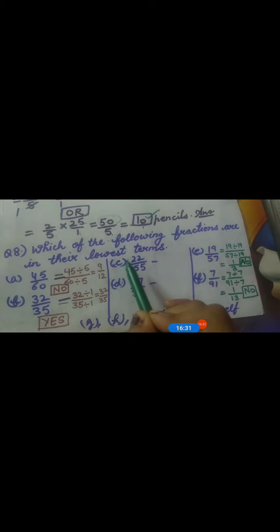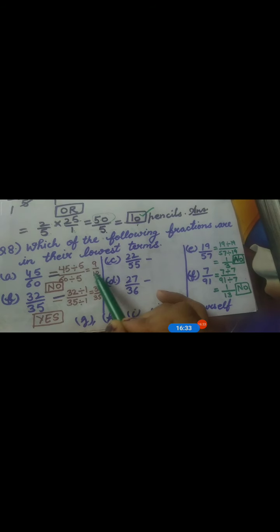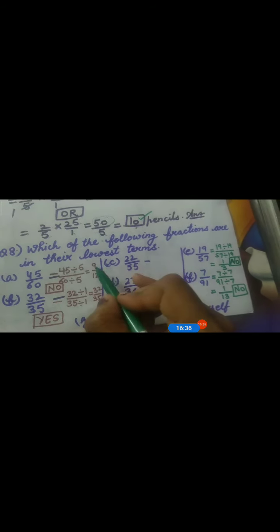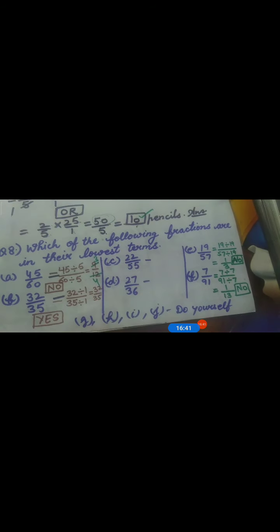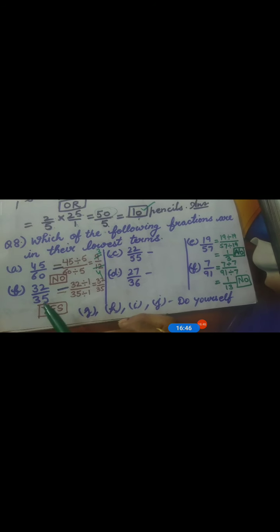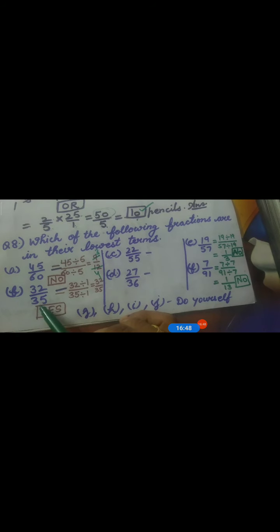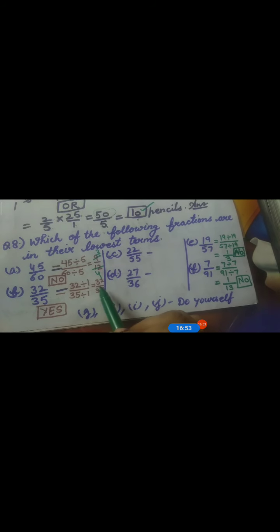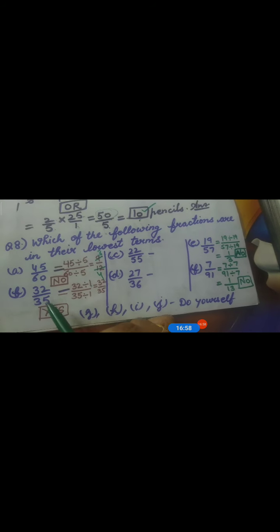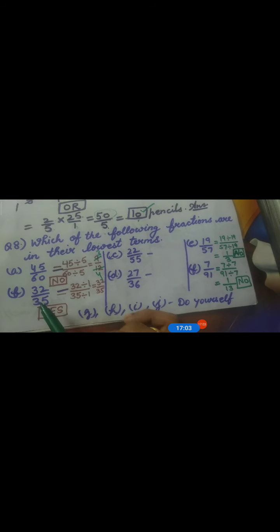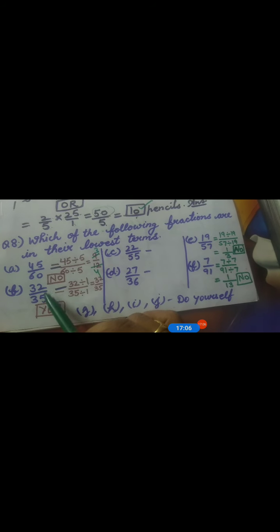We can still take it to a lower term and cut it further. Both of these also come in the table of 3. 3 3s are 9 and 3 4s are 12. So its lowest term will be 3/4. It is not in its lowest term. B part, 32/35. There is no table other than 1 in which we can have these two numbers. So whenever we have only one table, that is 1, we will write yes, it is in their lowest term, because other than 1 there is no other table in which we can have these two numbers.